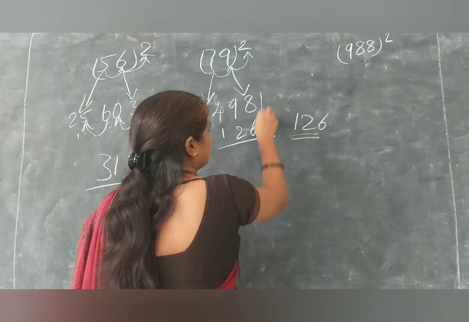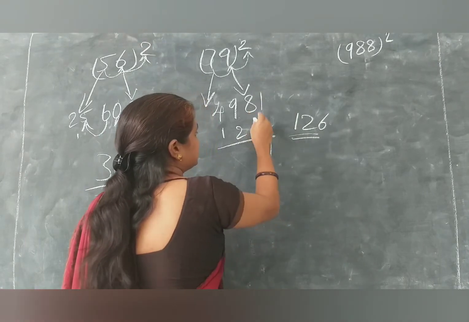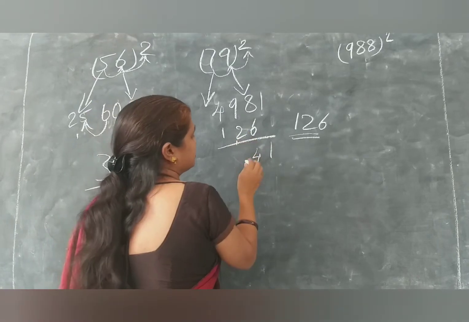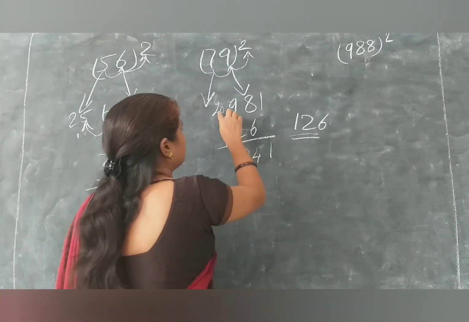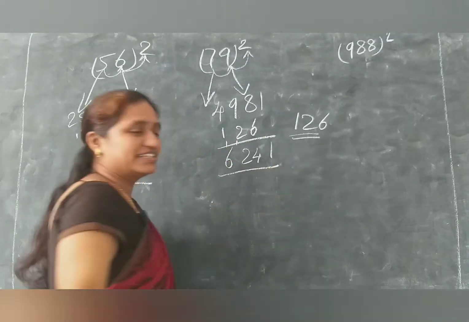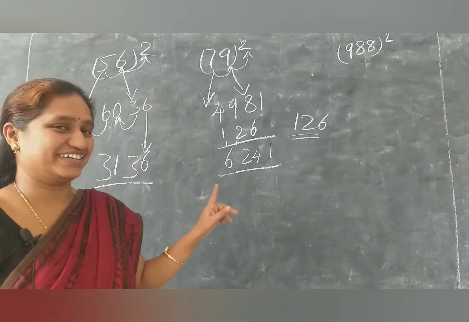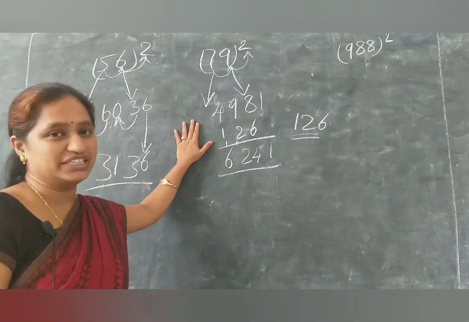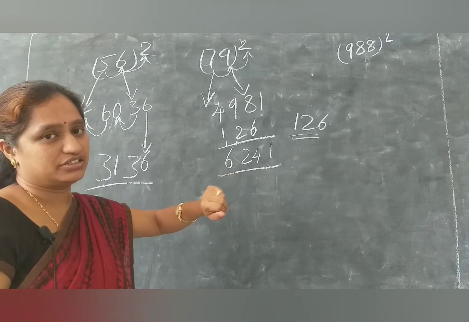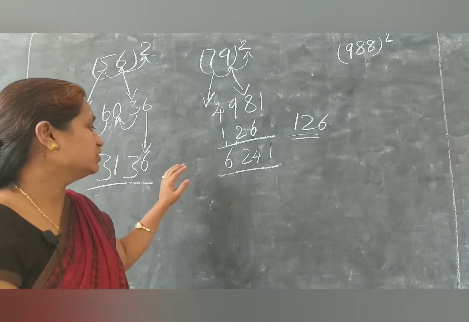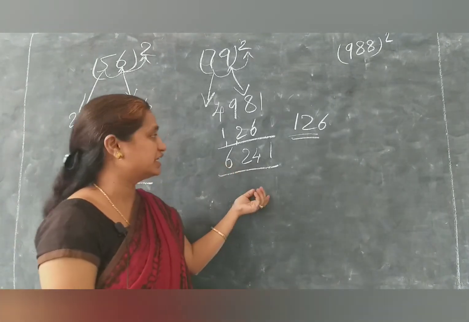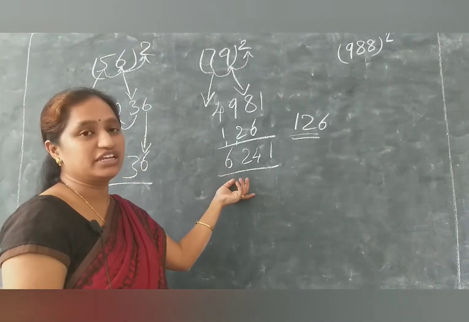126. Now, see here, 1 as it is. 8 plus 6 is 14. 9, 2 plus 1, 3. So, 12. 4 plus 1, 5. 5 plus 1, 6. 6241. Is it clear? It's very clear, right? Now, you can do it in these 2 methods up to 99. Up to 99, you can do any number. You can find out the square of any number up to 99 with these 2 tricks.